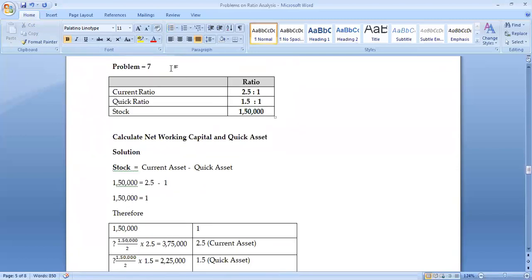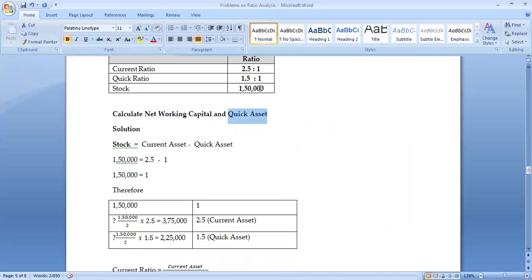Clear? So now problem 7 goes on with the current ratio 2.5 is to 1, quick ratio 1.5 is to 1, stock 1,50,000. So net working capital. What is the formula for working capital? Current assets minus current liability. And there is quick assets. Quick assets includes what? Current assets minus stock. So stock is given there, 1,50,000. So find out the stock, current assets minus quick assets. Whenever the ratios are given this way, you can also apply the ratios and find out the stock.